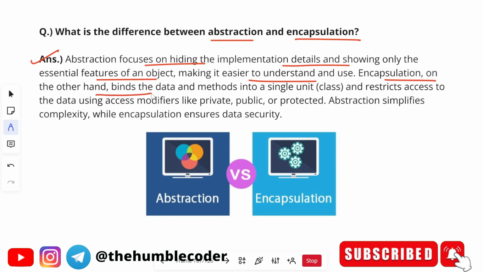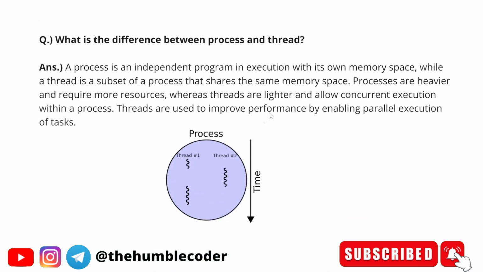Encapsulation, on the other hand, binds the data and methods into a single unit and restricts access to the data using modifiers like private, public, or protected. Abstraction simplifies complexity, while encapsulation ensures data security. Hope this answer is clear to you. Let's move on to the next question.